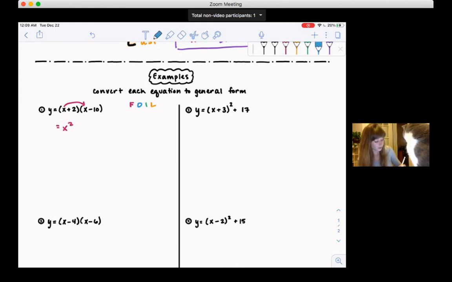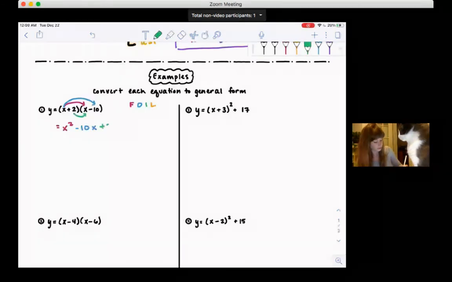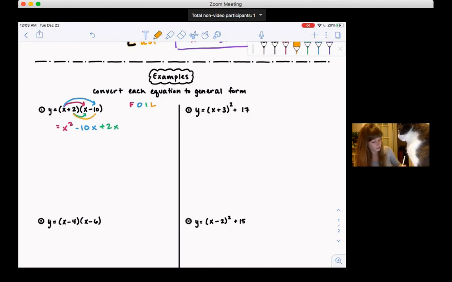Then I multiply the outer terms. So x and minus 10 gives me minus 10x. Then we're going to multiply the inner terms. So 2 times x, that gives me plus 2x. And finally, the last terms, 2 times negative 10 is minus 20. Okay, so we did all of our multiplications. Now we're just going to combine and simplify.